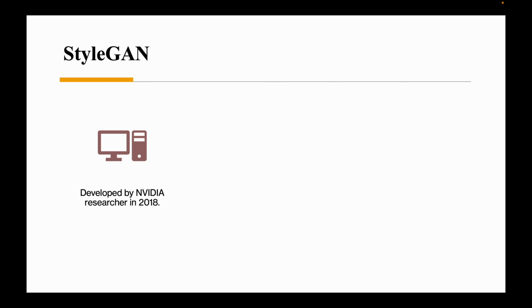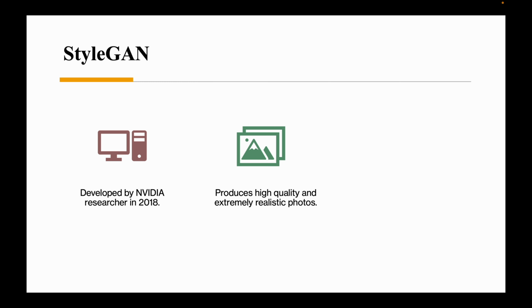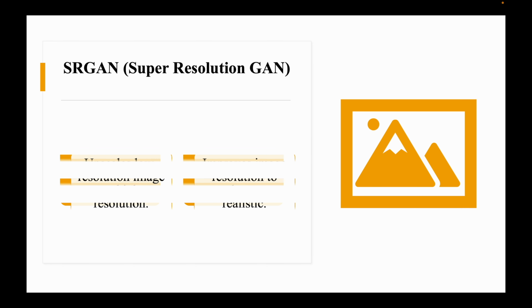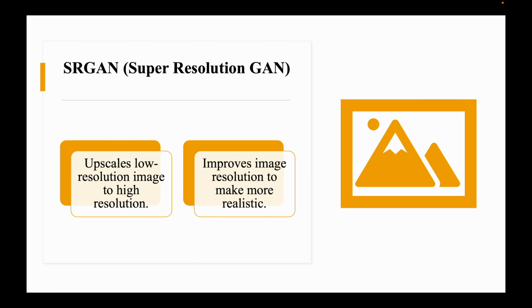StyleGAN. It was developed by NVIDIA researchers in 2018 and it produces high quality and extremely realistic photos of faces, artwork and more. They are trained by using a dataset of images of the same object. Super Resolution GAN. It is designed to upscale low resolution images to high resolution images. This model improves image resolution by adding finer details to make images more realistic and sharper.